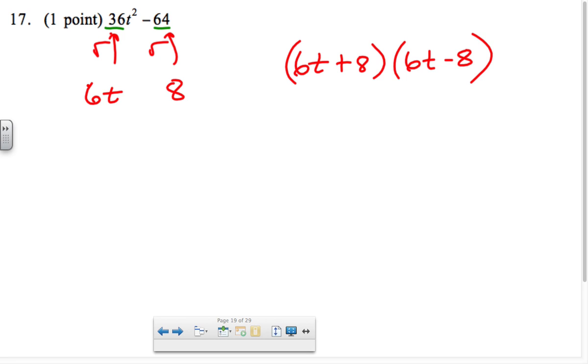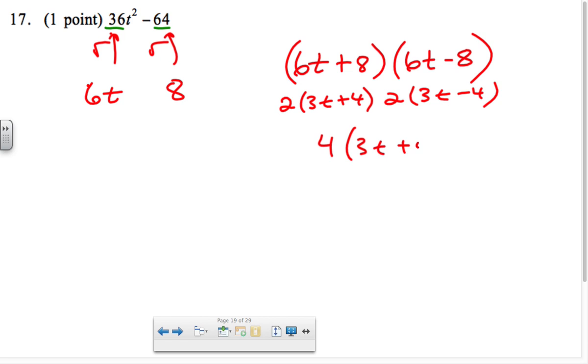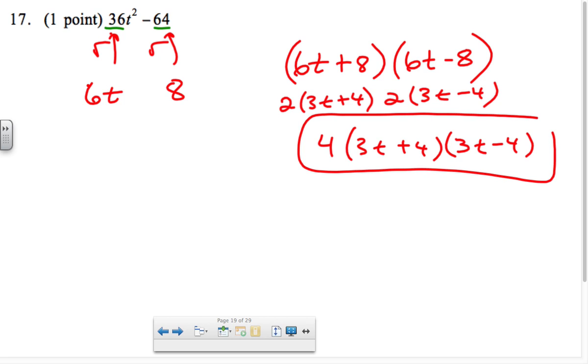I can factor out a 2 from each of these. So I get 2 times 2 is 4. Or if I would have factored out a 4 first, it would have been 9t squared minus 16 from the original problem. And then if I would have square rooted these, I get 3t, and the square root of this is 4.